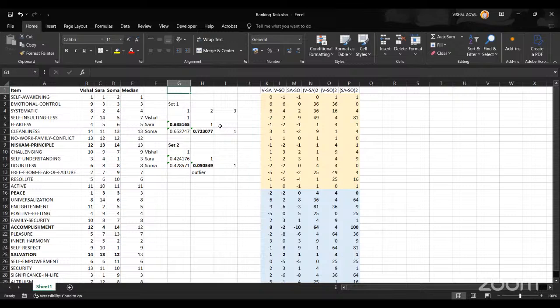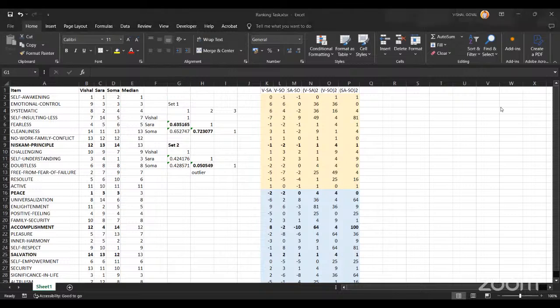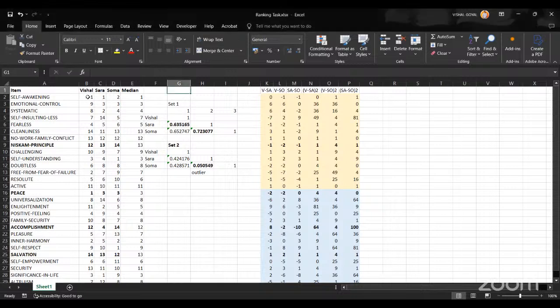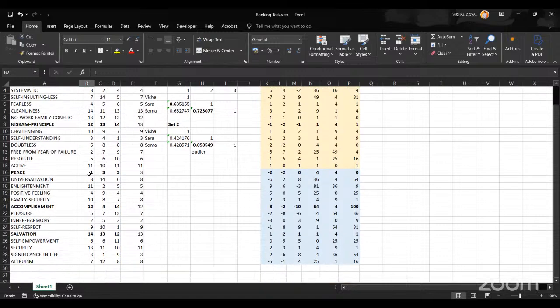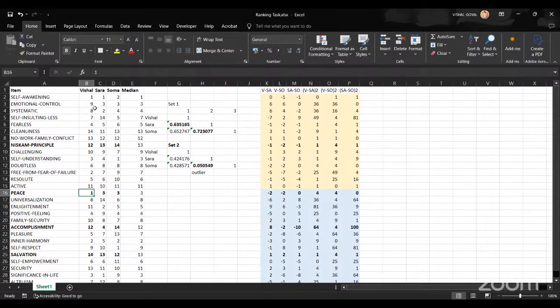Yes, sir, we are looking in the self emotional control. One thing only I can tell in the assessment part, that you have to see in your first set, if you are ranking self-awakening, then this self-awakening is the first rank of your first set. Now, in the second set, what is the first rank? Suppose the first rank is peace. So self-awakening is related to peace. So A is related to B. In this way, you have to do your assessment.